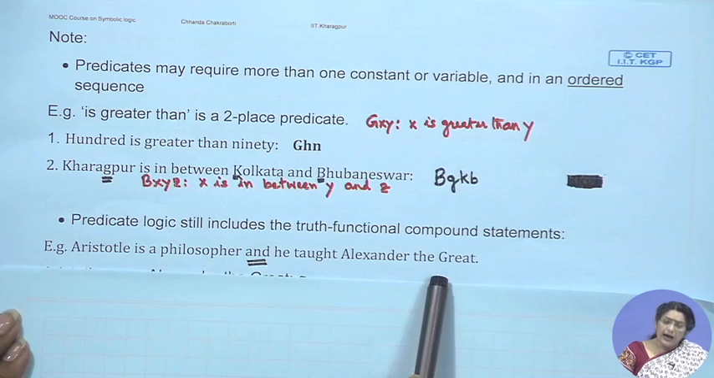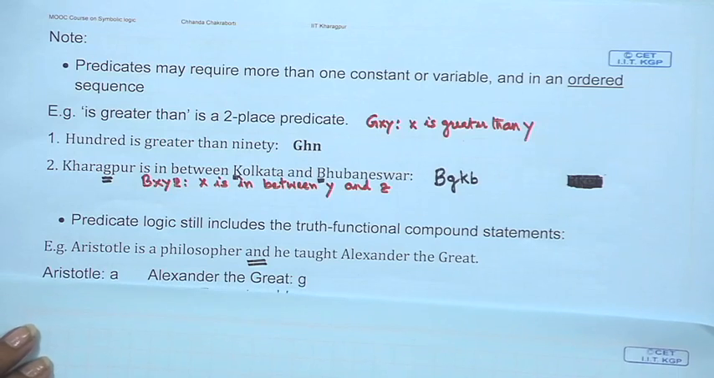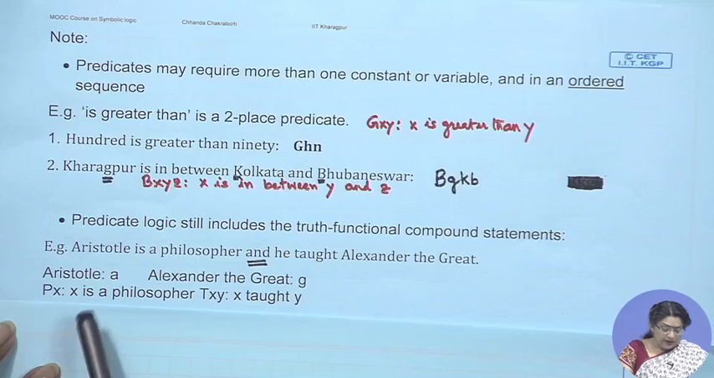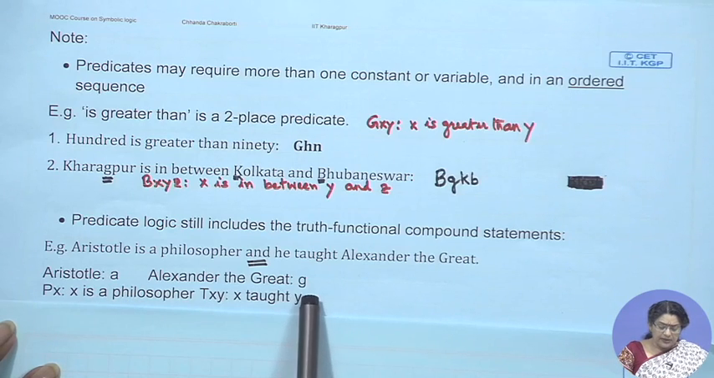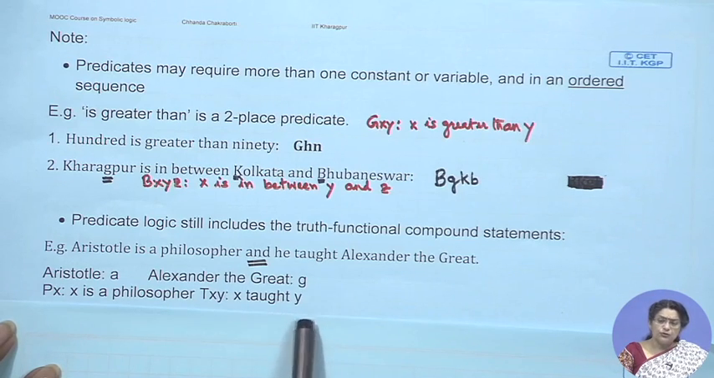So, if we have a property called x taught y, so that would be the predication that we can now assign to Aristotle, where Alexander the Great is a name also. So, we need a constant for that. Okay, let us see what we have. Suppose we have the symbols lined up like this, where Aristotle is A, Alexander the Great is lowercase g, Px stands for x is a philosopher, Txy stands for x taught y.